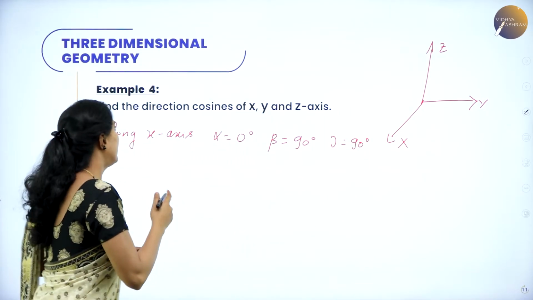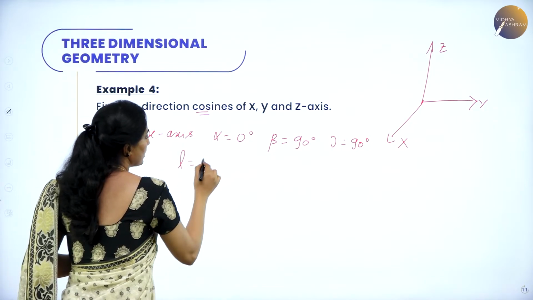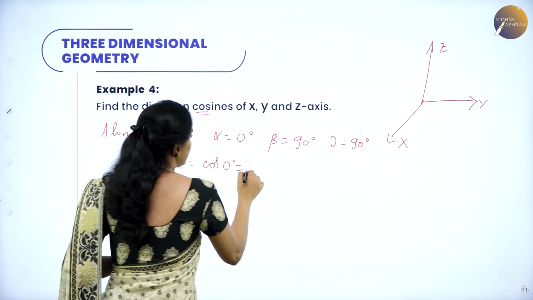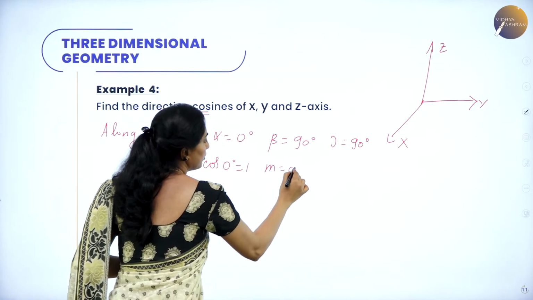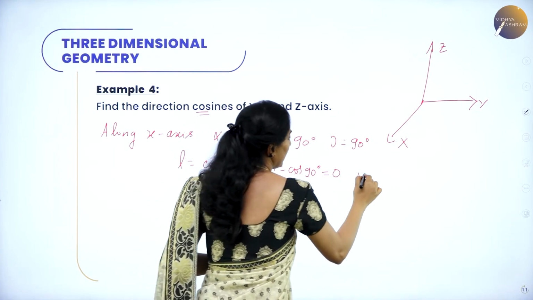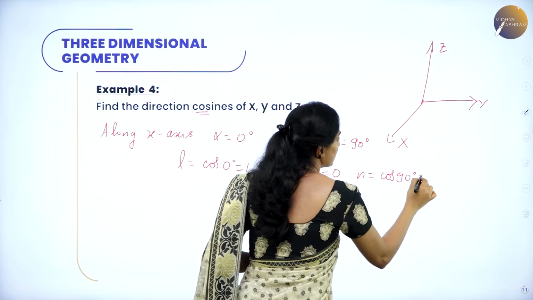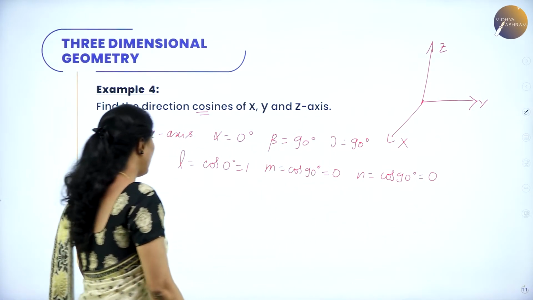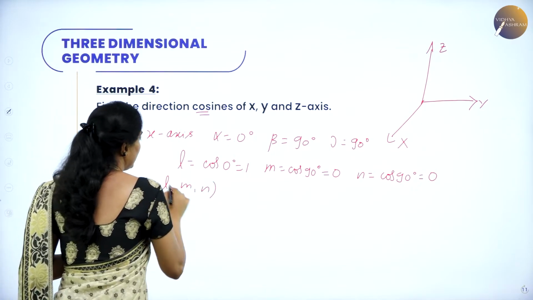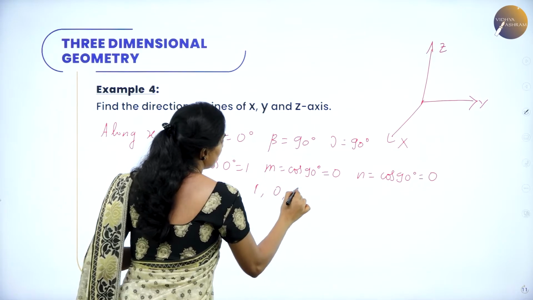So what will be the direction cosines? L will be equal to cos alpha, which is cos 0 degree. You can have the value as 1. Similarly, M is equal to cos 90 degrees, which you can have as 0. Similarly, N will be equal to cos 90 degrees, which you can have as 0. So therefore, along the x-axis, L, M and N will be equal to 1, 0, 0.